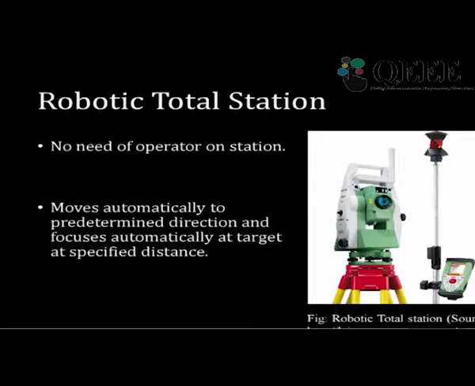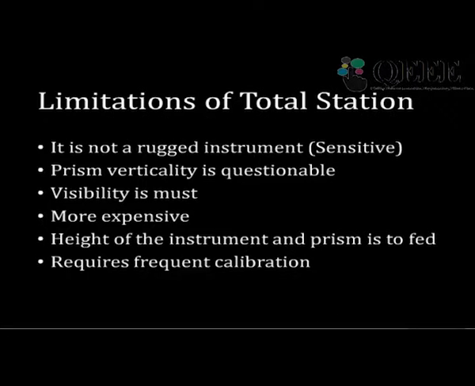Next comes, so far we have seen the advantages and what it can do, all these positive sides of a total station. Next we will see some limitations. The total station is not a rugged instrument. It is sensitive because it is a very electronic instrument, and very delicate. So you cannot handle it like a plane table or a theodolite. It has to be very carefully maintained. And prism verticality is questionable.